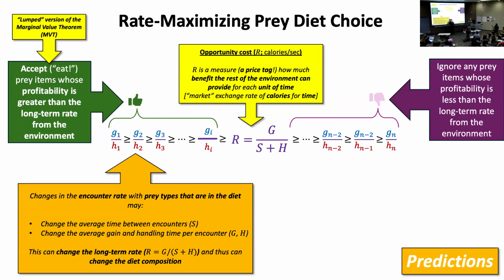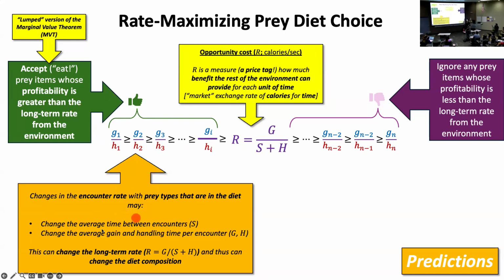So that will change its long-term rate of gain over the whole search area, which may mean that it stops eating some of these lower profitability prey. So if you make these high profitability prey more frequent, that might kick out some of these lower profitability prey. So that's one of the things that we get here.